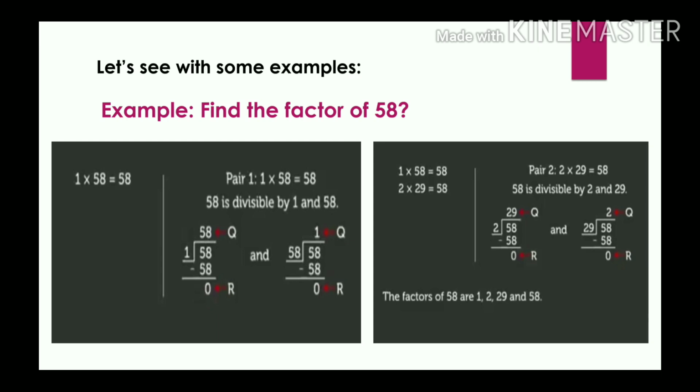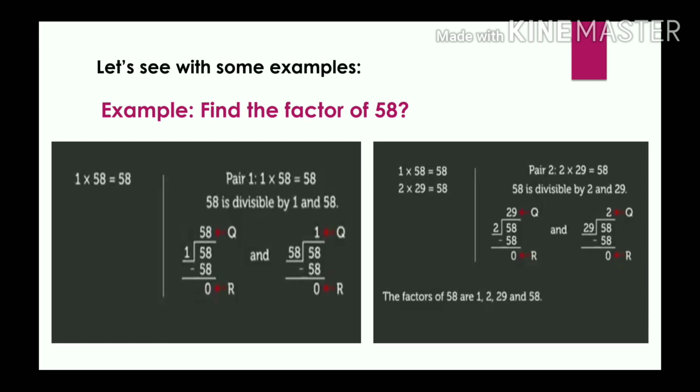Example 1. Find the factors of 58. Here, in the first pair, 1 multiplied by 58 is equal to 58. If we divide 58 by 1, we get 58, and if we divide 58 by 58, we get 1, which means 58 is divisible by 1 and 58. So our first pair is 1 multiplied by 58 equals 58.